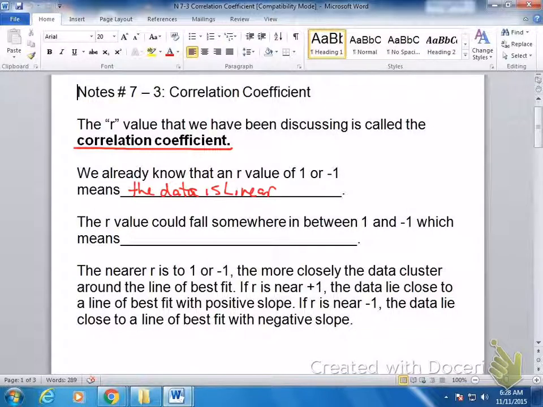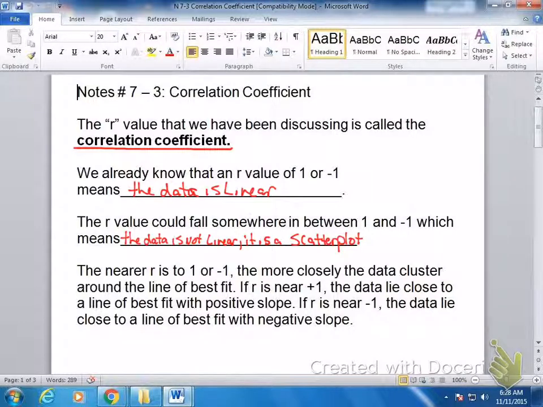Well, today we're going to talk about what happens if it isn't 1 or negative 1. If the R value falls somewhere between 1 and negative 1, this means that the data is not linear. What it does mean is that our data is a scatter plot. So now we can kind of use our 1 and negative 1 to tell how our lines of best fit will work with our equations.